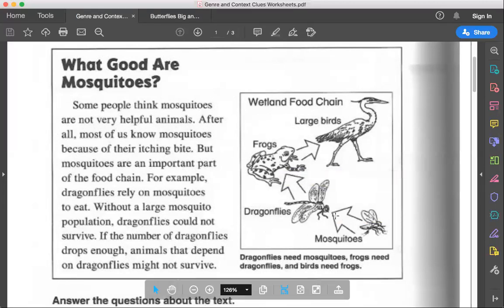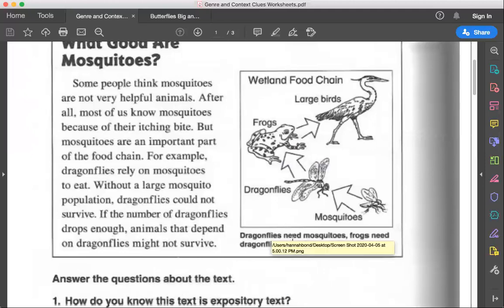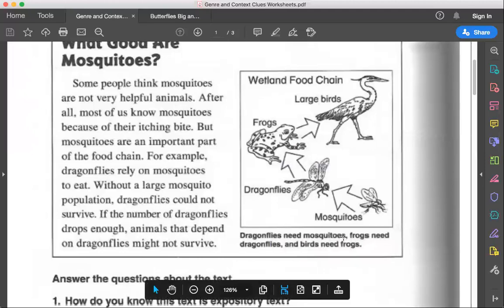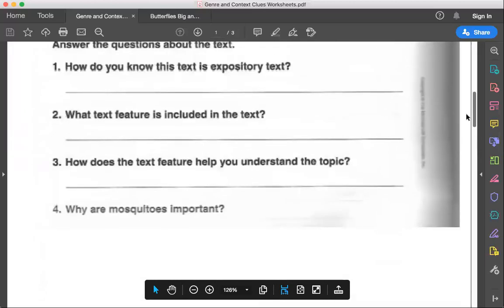So if there were fewer dragonflies, that would not be good for the frogs because they wouldn't have as much food to eat. So this diagram or illustration really helps me to understand the food chain. It says dragonflies need mosquitoes, frogs need dragonflies, and birds need frogs. Now let's answer the questions.